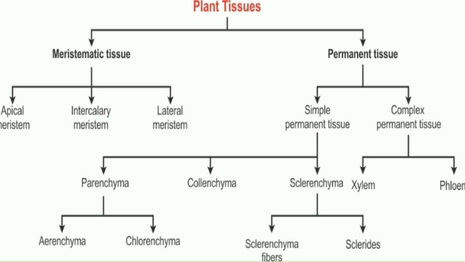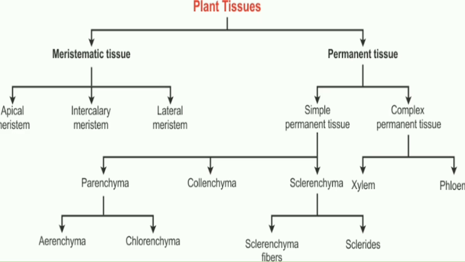Meristematic tissues are those tissues which continuously divide. Permanent tissues are the tissues which stop dividing after some time. Meristematic tissues are divided into apical, intercalary and lateral. Apical are present at the tips of roots and shoots. They help in the growth of the height of the plant parts. Intercalary meristems are present at the nodes and internodes of the plant. Lateral meristem tissues are present at the sides of the bark. It helps in the growth of the width of the plant, right?